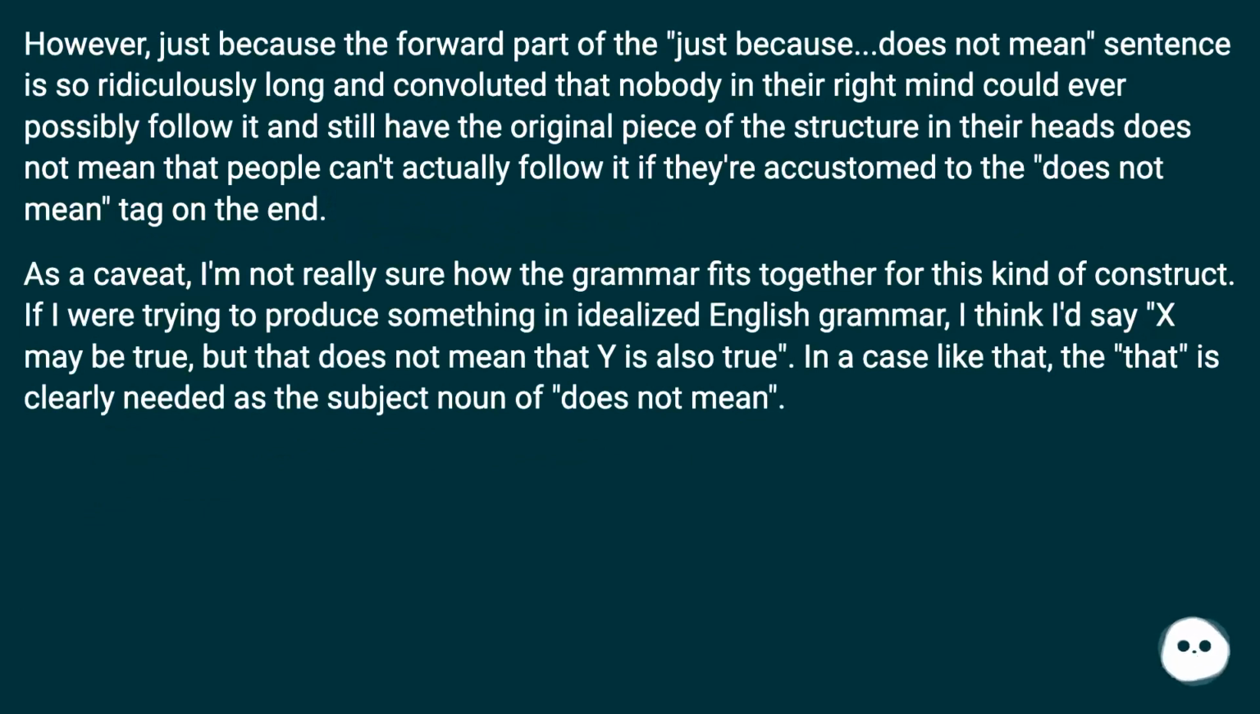However, just because the forward part of the "just because does not mean" sentence is so ridiculously long and convoluted that nobody in their right mind could ever possibly follow it and still have the original piece of the structure in their heads does not mean that people can't actually follow it if they're accustomed to the "does not mean" tag on the end. As a caveat, I'm not really sure how the grammar fits together for this kind of construct. If I were trying to produce something in idealized English grammar, I think I'd say "X may be true, but that does not mean that Y is also true." In a case like that, the "that" is clearly needed as the subject noun of "does not mean."